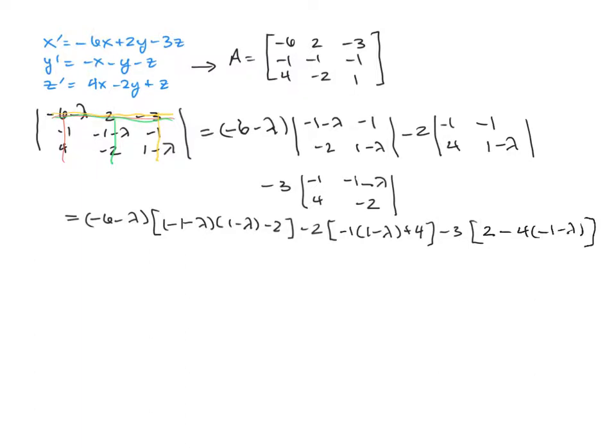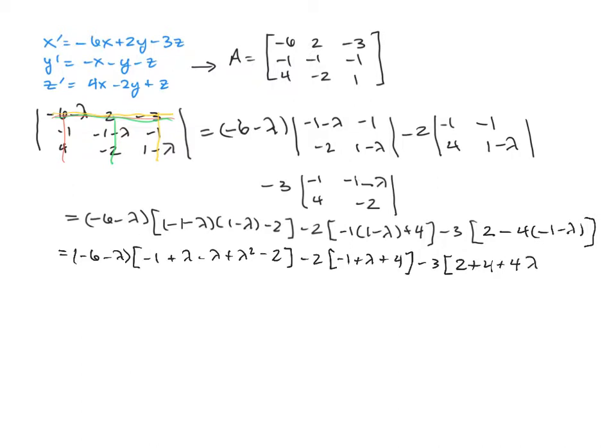All right, next step, of course, is to multiply all of this out very carefully. Common mistakes here are just not multiplying and combining like terms properly, so be very careful of that. So we're going to have a -1, and then plus lambda, and then minus lambda plus lambda squared, minus the 2 behind it. -2 times the (-1 plus lambda) plus 4, minus 3 times (2 plus 4 plus 4 lambda).